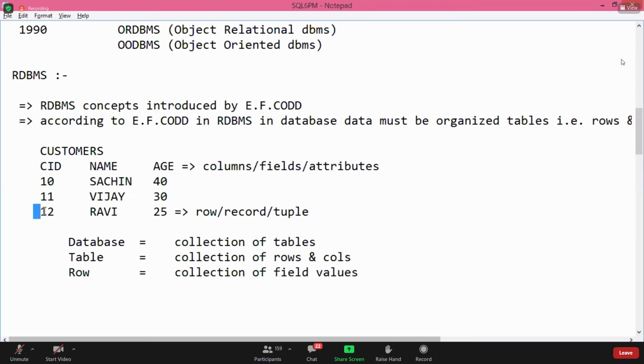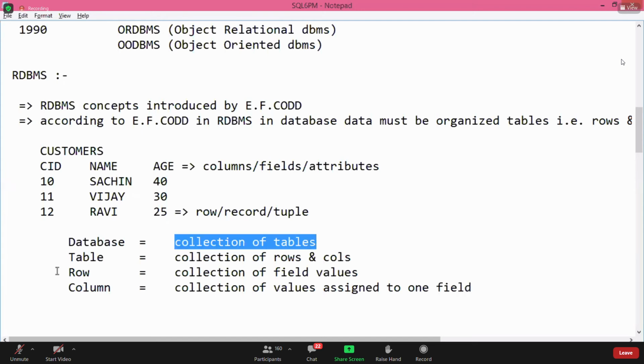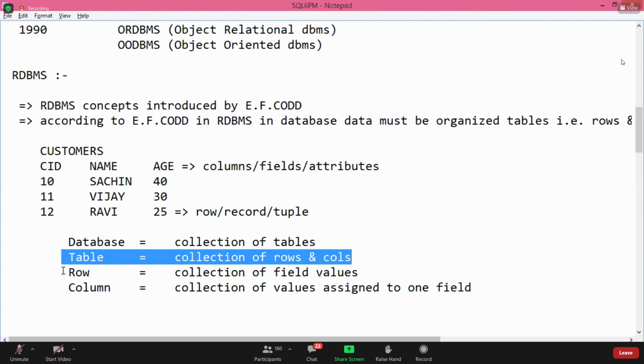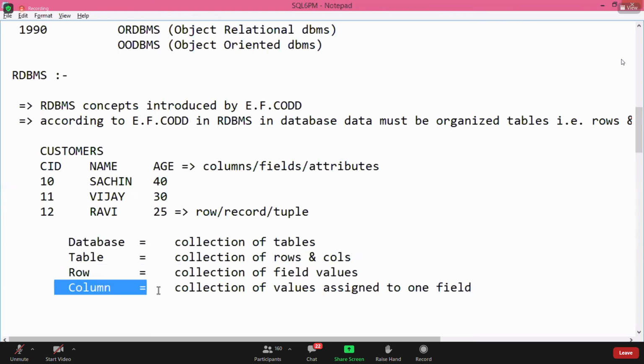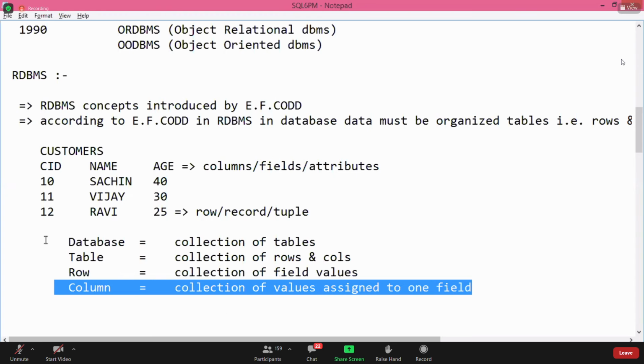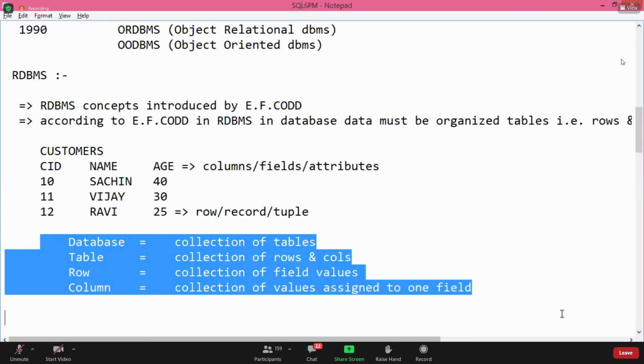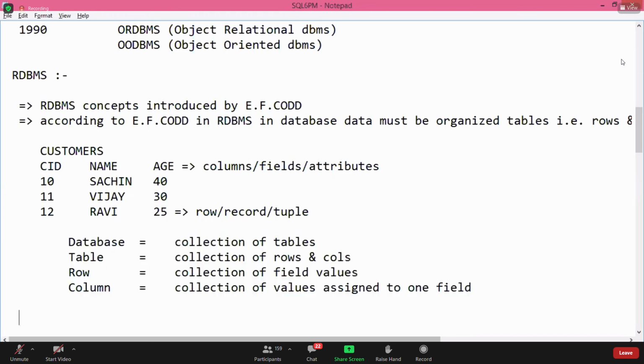Collection of field values: value for ID, value for name, value for age. So this is a collection of field values. Next, what is a column? A column is a collection of values assigned to one field. So a database contains tables. A table contains rows and columns. A row contains field values. A column contains values assigned to one particular field. That's all. This is the definition he has given.